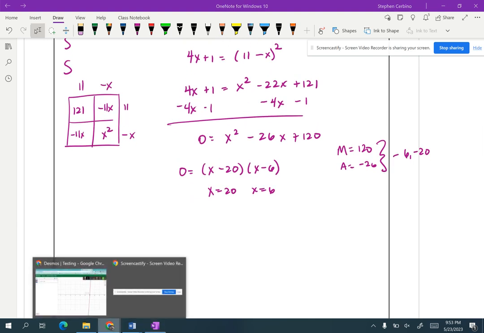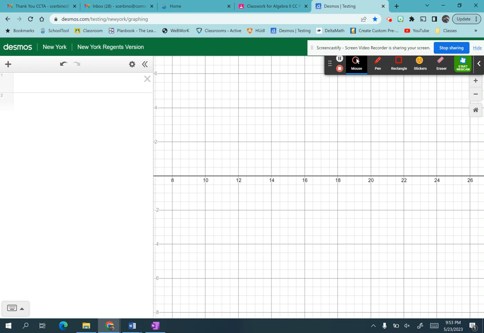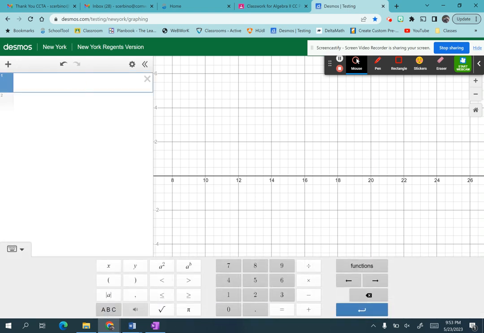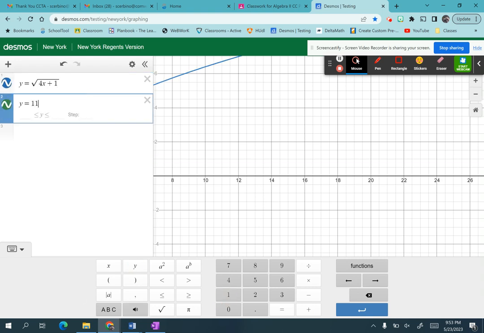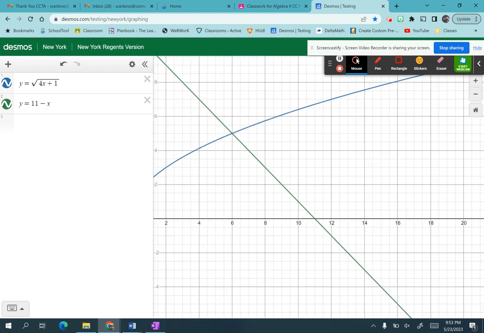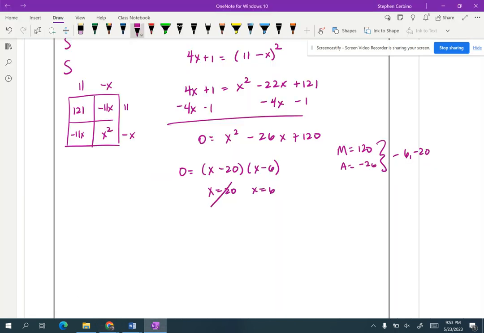So to check this, we're going to go back to Desmos and we're going to graph the two sides of the equation separately. So we'll say y equals the square root of 4x plus 1, and we'll say y equals 11 minus x. And we'll see that they only intersect at one location at 6. They don't intersect over here at 20. So 20 is our rejected answer, and the only answer we get is 6.